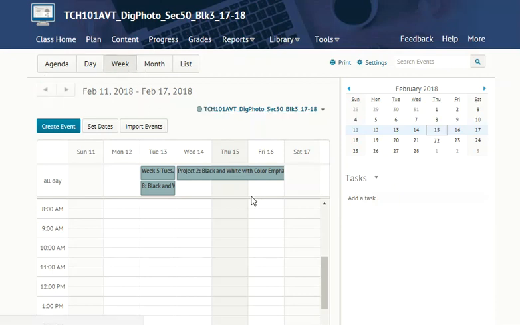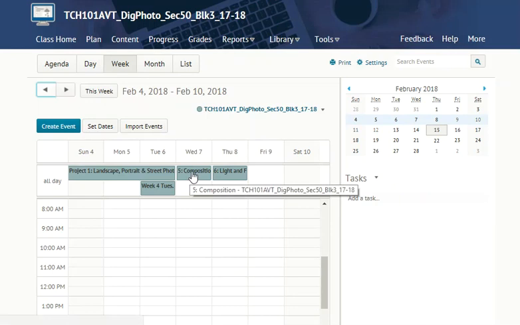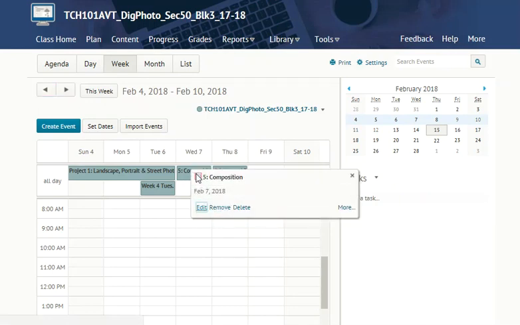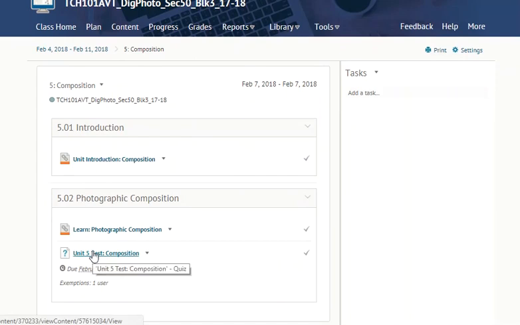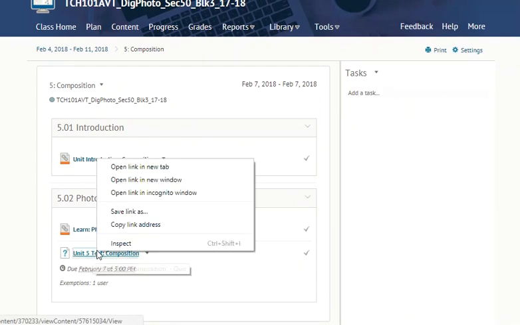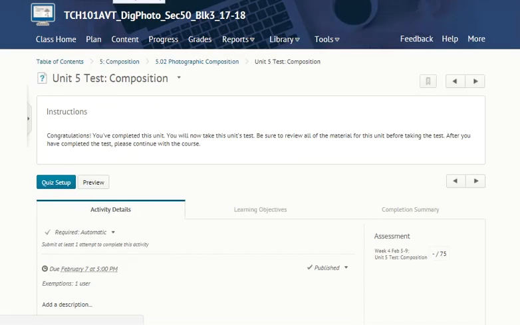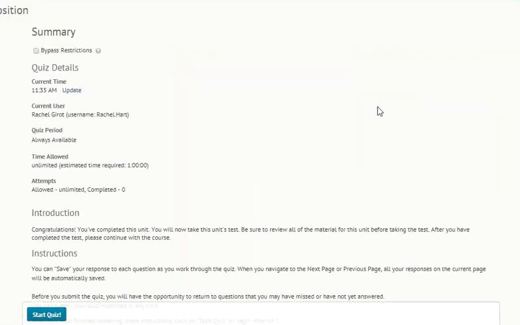All right, so we need to do the Unit 5 test composition. Remember, in the plan, you just click more and it takes you directly to the content. You will right click on your Unit 5 test, open link in new window. Get that test going, and then you're going to resize it.